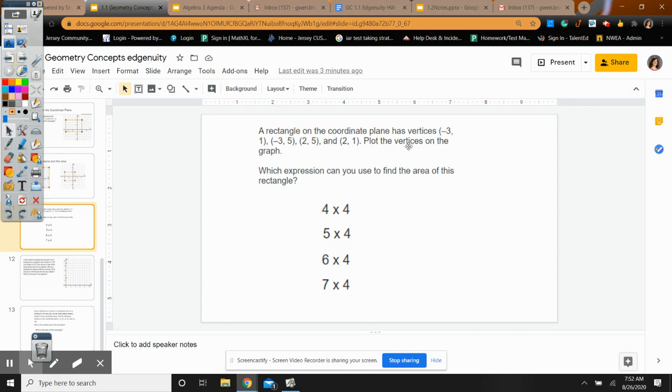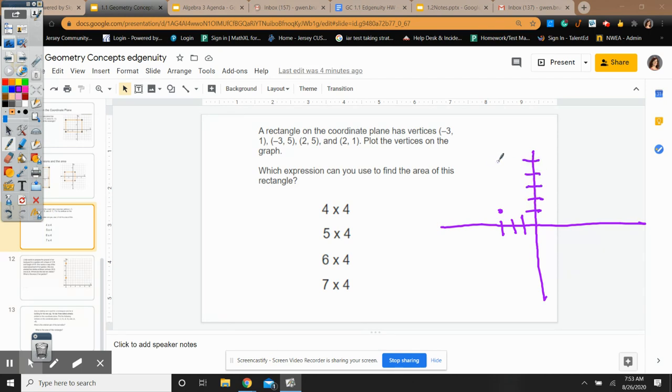Okay, a rectangle has these vertices. They want us to plot them and figure out what the area expression would be. So let's see here. I have -3, 1. I have -3, 5. Two, 5. And 2, 1. Okay, so those are my dots.